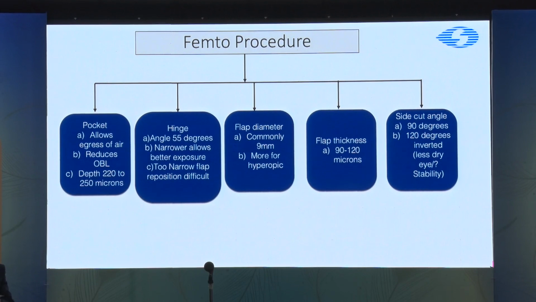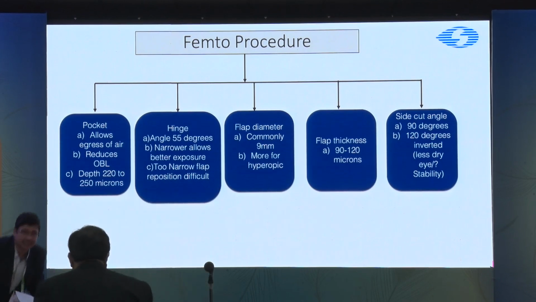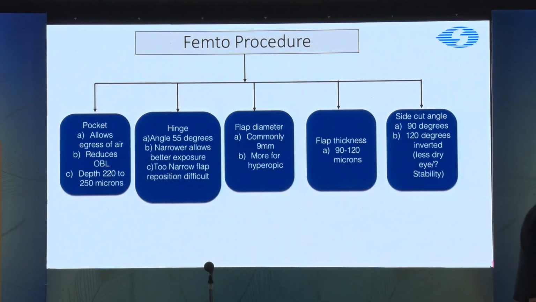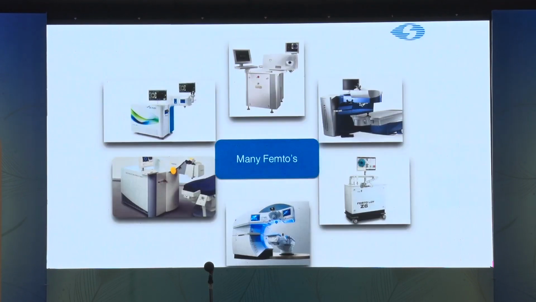The reason for that is the narrower the hinge angle, the greater the area that is exposed, but you can't make the hinge angle too narrow, otherwise when you reposit the flap, there's a chance of flap striae. So we'll go to the complications later, and I'll show you what happens there. The flap diameter commonly, like I said, is 9 millimeters. The side cut angle, inverted side cuts are more in vogue. That means greater than 90 degrees, because literature says that there's less dry eye and better stability of the flap when you do a slightly higher than 90 degree side cut angle.